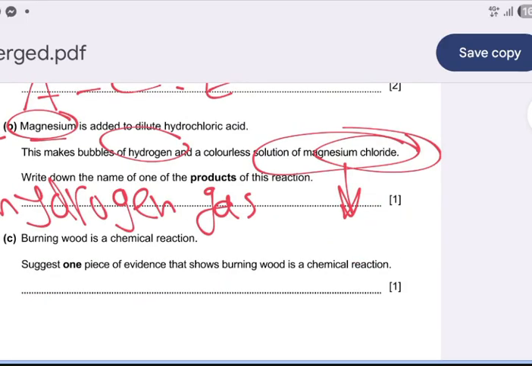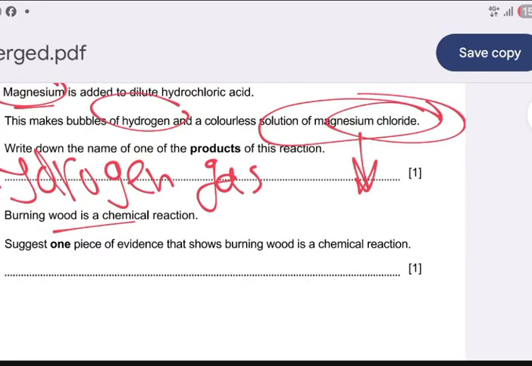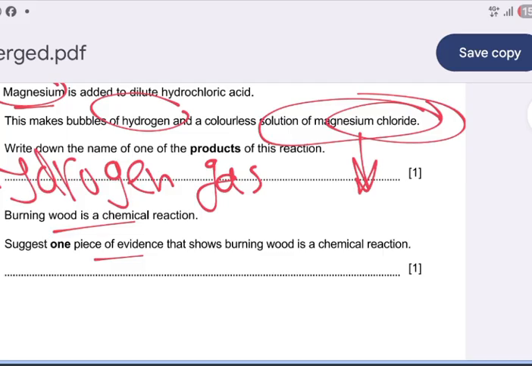So here, Judy, burning wood is a chemical reaction. Why is that, Judy? Because the wood will not stay the same material, it will change into a new material. It will change to a new thing. So, suggest one piece of evidence that shows burning is a chemical reaction. You said burning is a chemical reaction. Give me at least one piece of evidence that shows burning wood is a chemical reaction.